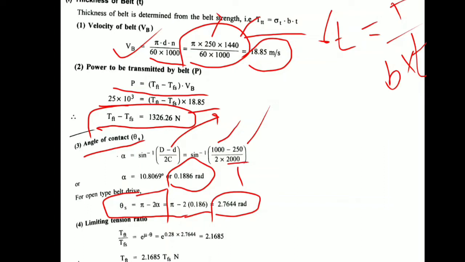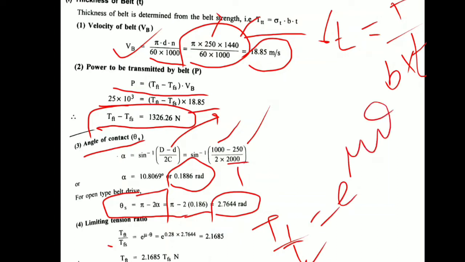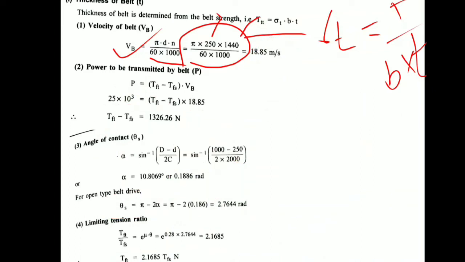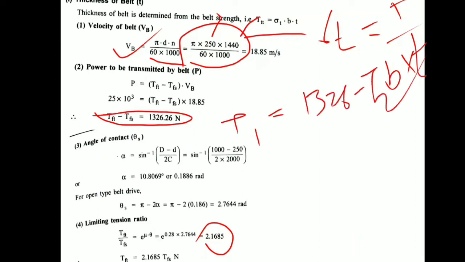Next part, the total tension in terms of the coefficient of friction. I can write T1 by T2 is equal to e raised to mu theta. Mu is 0.28 and theta we have calculated as 2.76. Therefore the T1 by T2 ratio is 2.16585. Correct? Are you getting it, dear student? So we have calculated this T1 by T2 ratio, and we have the relation of T1 minus T2. So T1 is equal to 1326 plus T2.